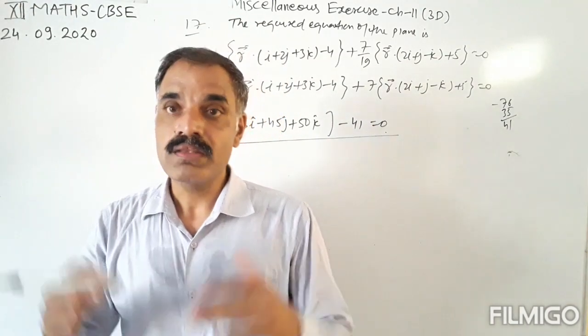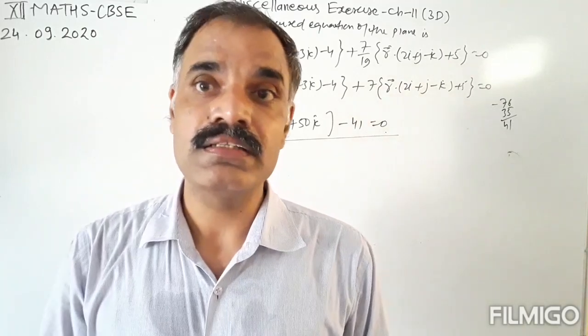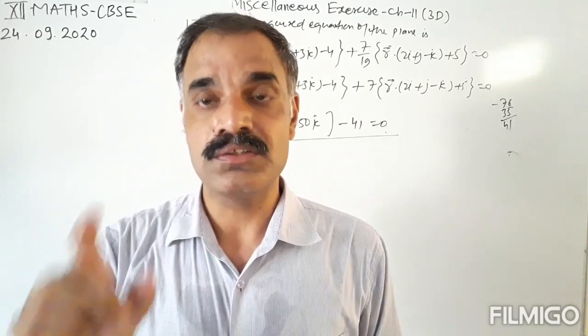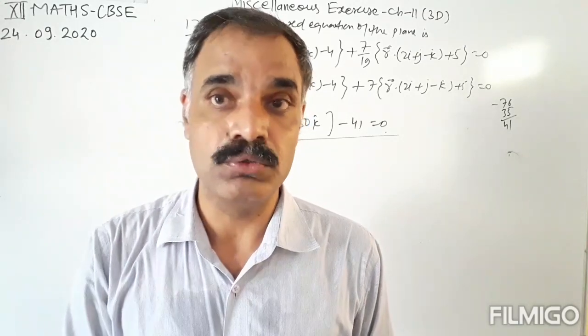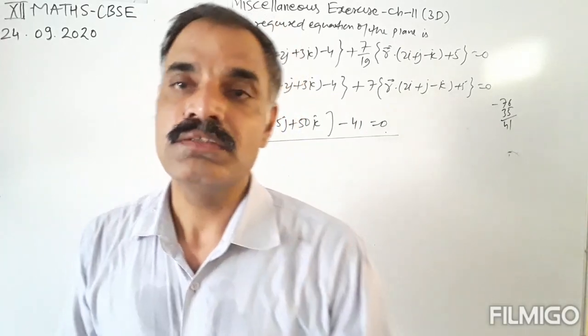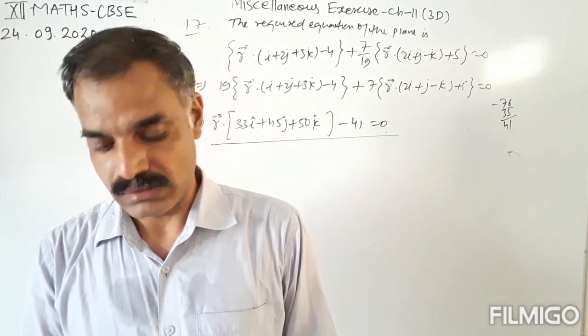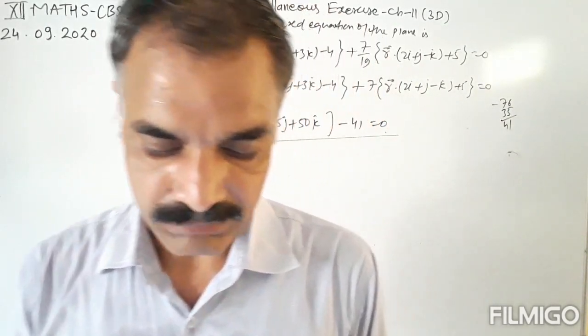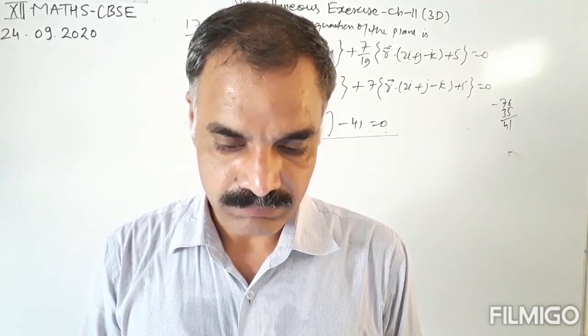This is the method of finding the equation of the plane passing through the line of intersection of two planes P1 and P2, which is perpendicular to the given third plane. In this way you can solve the question. This is the vector approach of the equation of the plane.